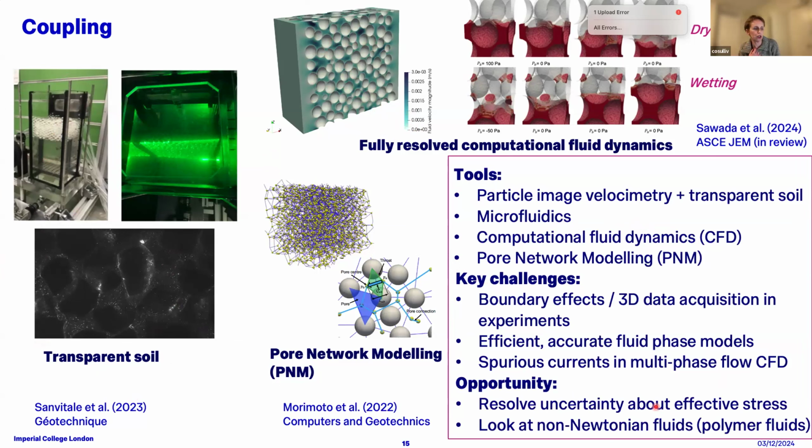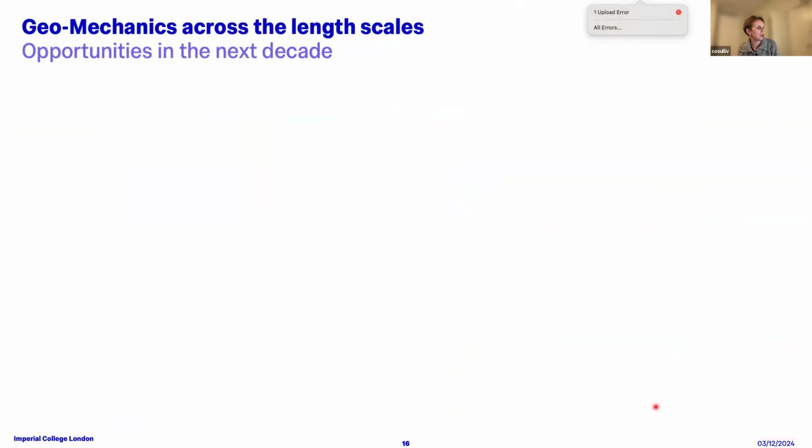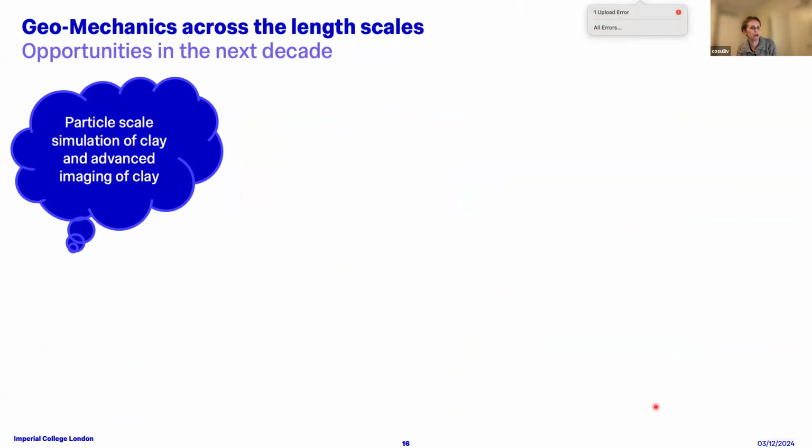And one of the things we're really interested in at Imperial at the moment is looking at non-Newtonian fluids and polymer fluids. So to wrap up, I just wanted to give an idea of where I think some of the opportunities might be in the next decade for this TC105 community.